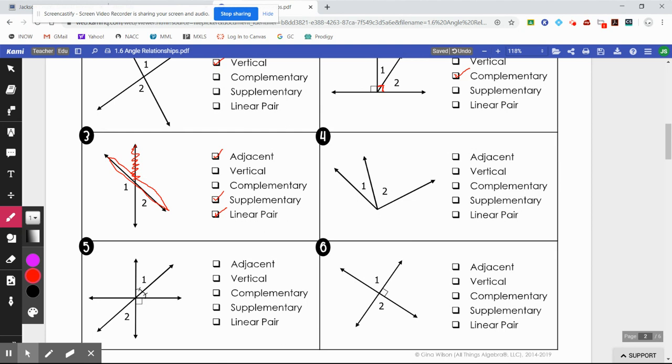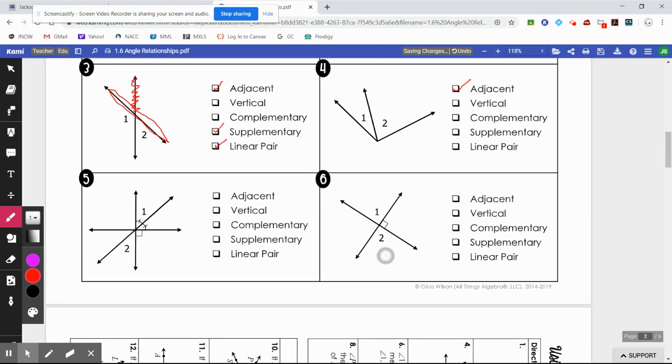Here, angles 1 and 2, we don't know if they add up to 90. We don't see a box here that says it's a 90 degree, so all we can say there is they're next to each other. They're adjacent.